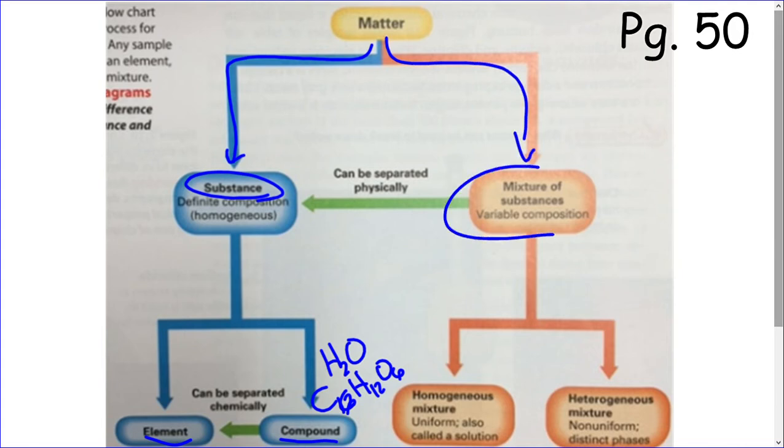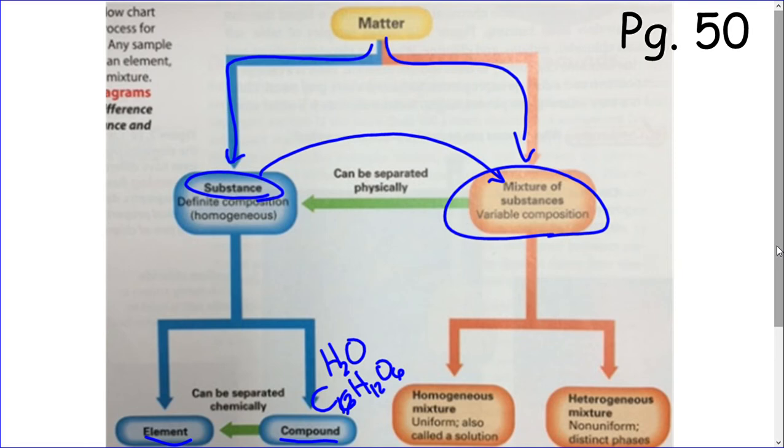So this has a mixture of substances or a variable composition. Do you see how, if we start combining multiple substances together, that's where we get these mixtures from? And then the green arrow going across just says mixtures can be separated physically. We can take them apart into their pieces.